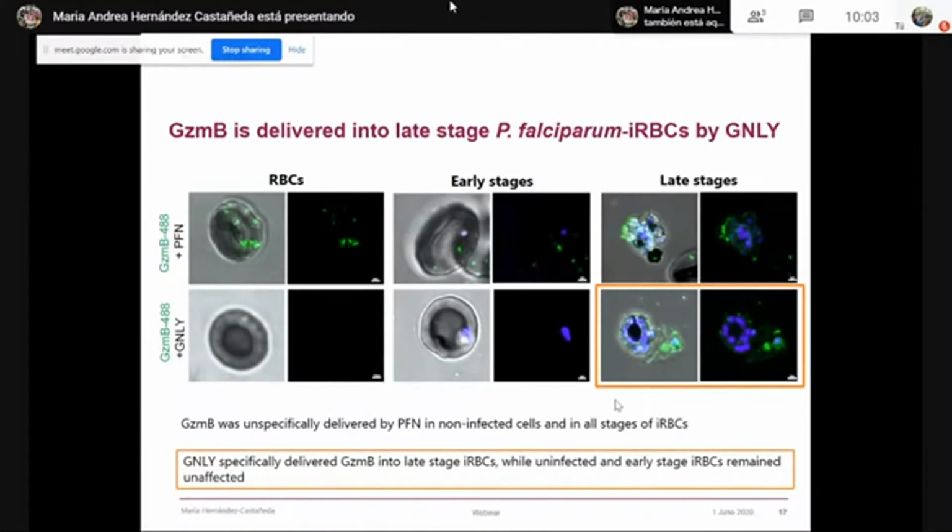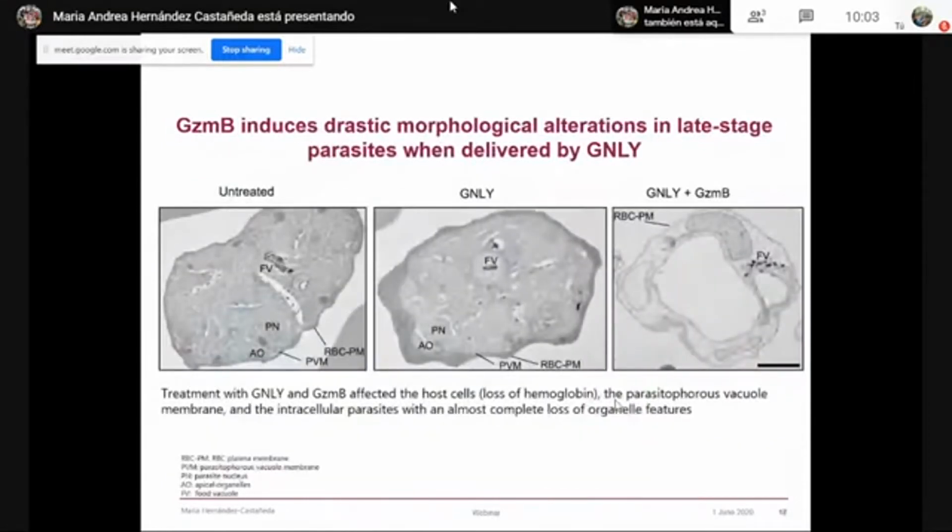Additionally, we also observed a drastic ultrastructural morphological alteration in transmission electron microscopy. So we have here untreated, so infected erythrocytes, but they're untreated. You can see the apical organelles, you can see the nucleus of the parasite, you can see also the membrane of the red blood cell. Then when we treated with granulysin, you see that there is no difference between these two. You could still see all the different organelles.